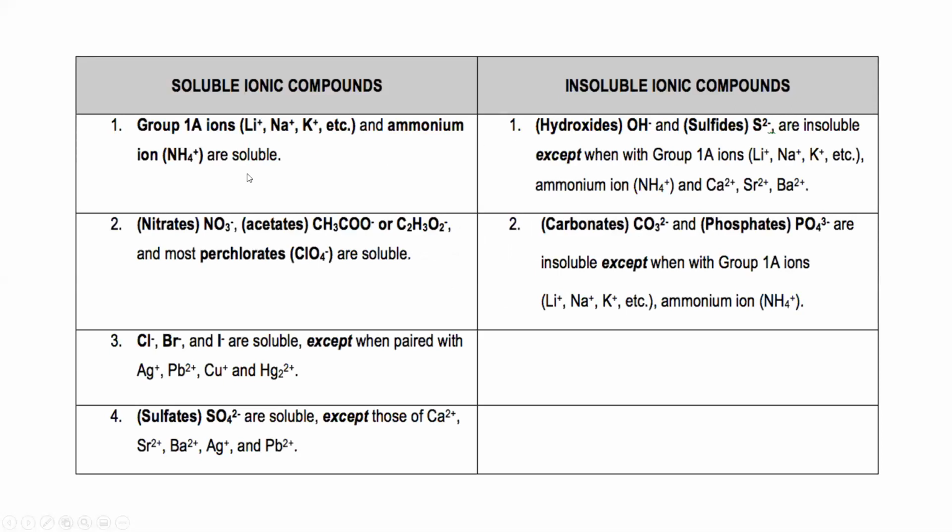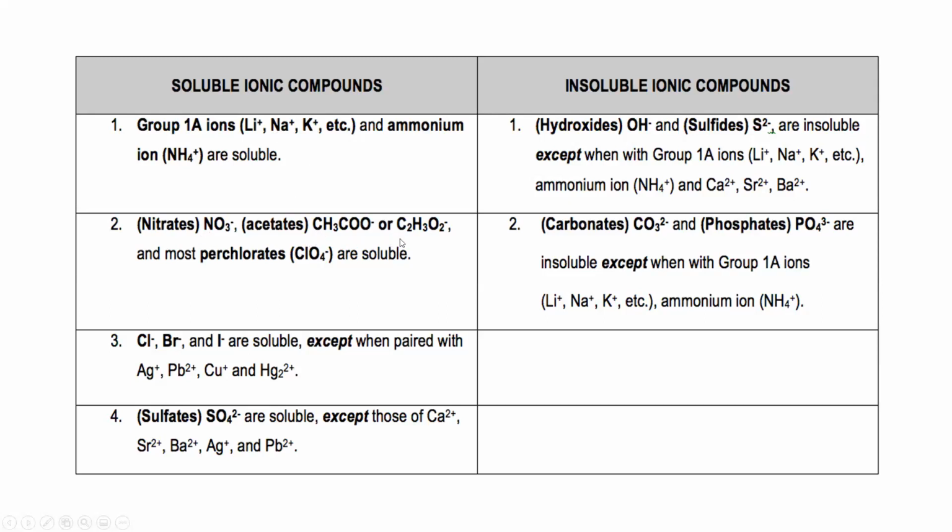The general rules for the solubility are the following. Soluble ionic compounds are all the compounds from group 1A: lithium, sodium, potassium, etc. And besides that, you have ammonium also in this group. Then when you are in presence of a salt or a compound that contains one of these cations, you will be very sure that the compound is soluble.